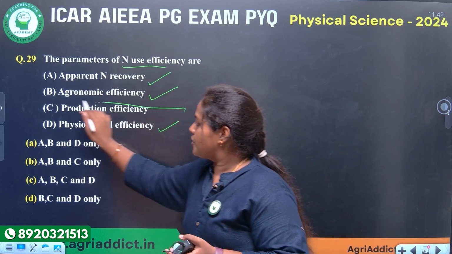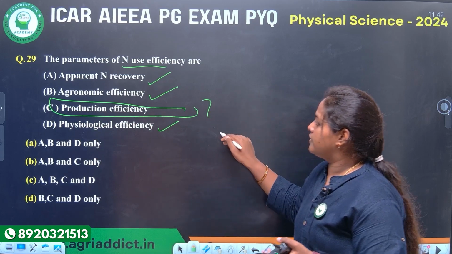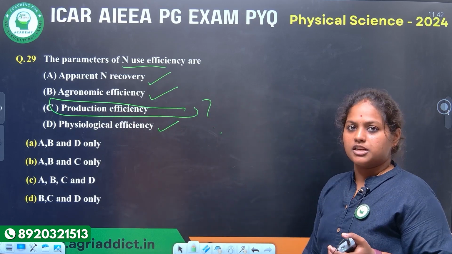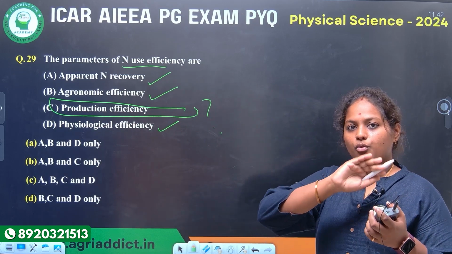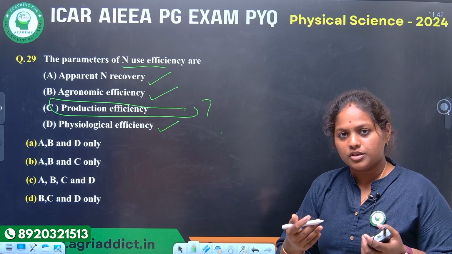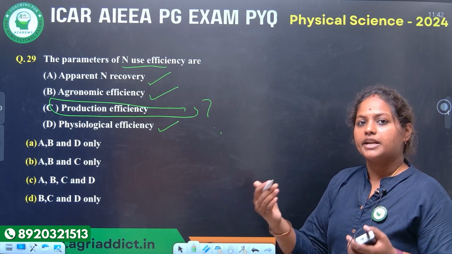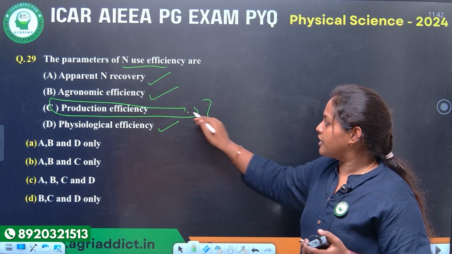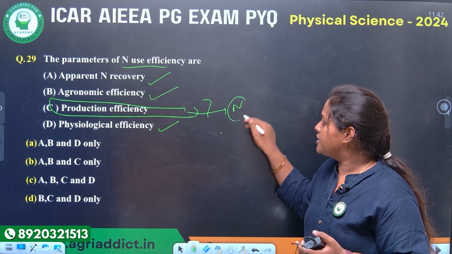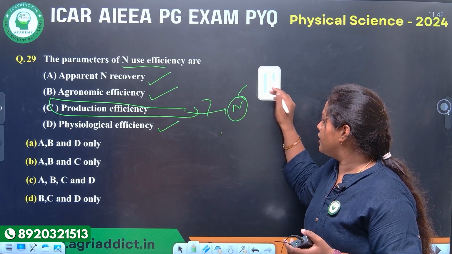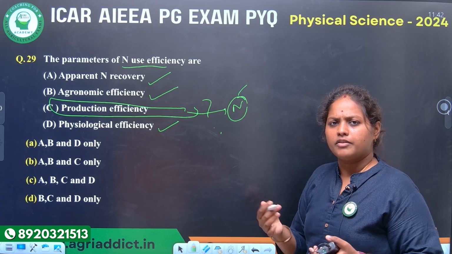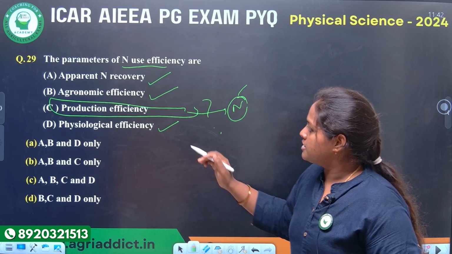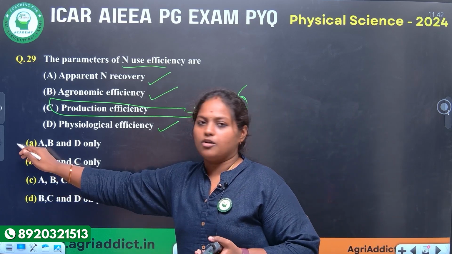And what is this production efficiency here? This production efficiency is related to the efficiency of the overall system. That means we talk about the productivity of the system in relation to all the inputs that are being provided. So it is not related to N alone, right? It is related to seed, and other factors also. So the answer is A, B and D. Option A.